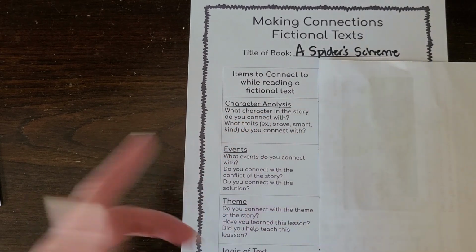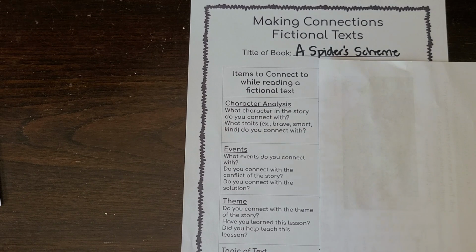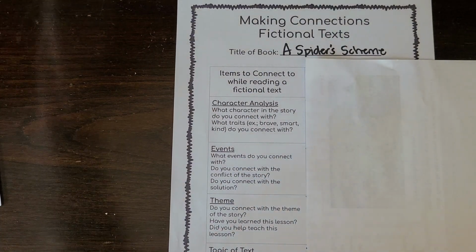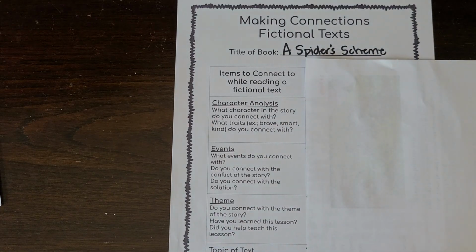So character analysis: what character in the story do you connect with? What traits do you connect with? Or do you have a text-to-text connection or a text-to-world connection, not just a text-to-self connection? The events: what events do you connect with? And do you connect with the conflict in the story, or do you connect with the solution?